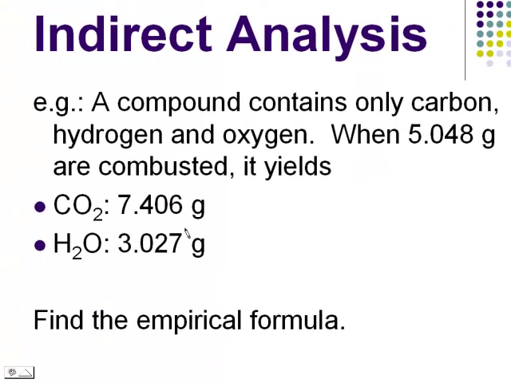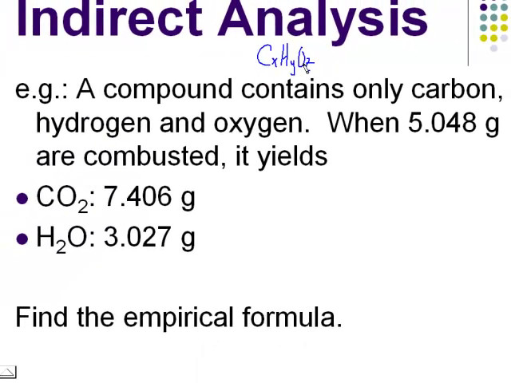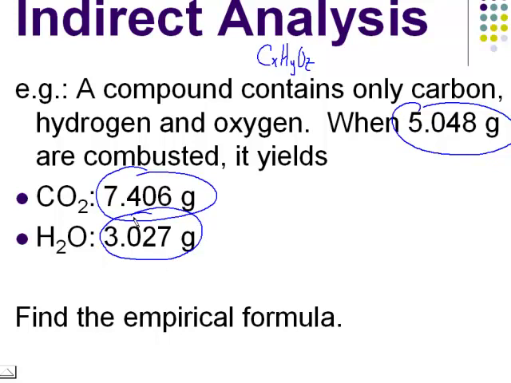A compound contains only carbon, hydrogen, and oxygen, so 3 things. That means its formula would be like CxHyOz. And here's what we know. When you combust 5.048 grams of it, you get 7.406 grams of carbon dioxide and 3.027 grams of water, and our job is to find the empirical formula.